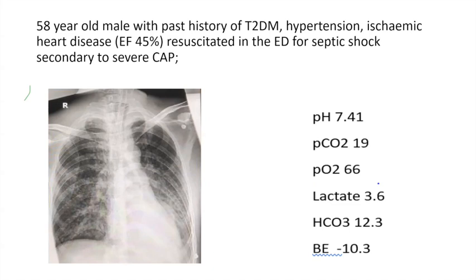pneumonia. So this is the initial blood gas done in the ETU setup, which shows hypoxia with a compensated metabolic acidosis with a lactate level of 3.6 and bicarbonate of 12 with a base deficit of 10. So this patient is being decided to be transferred to ICU for further management.